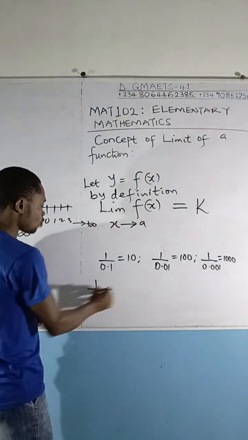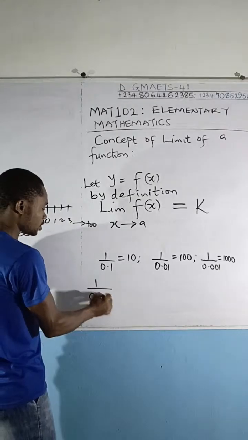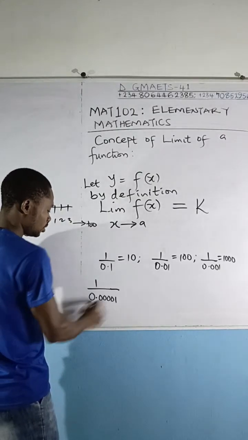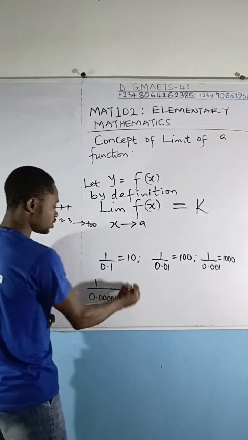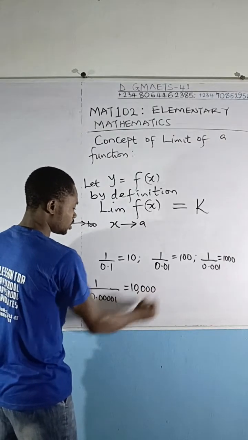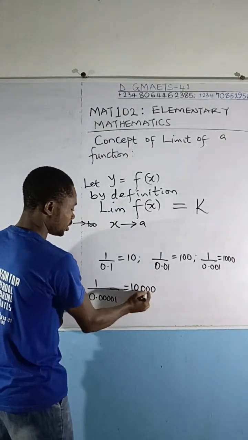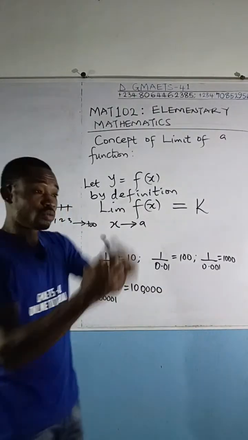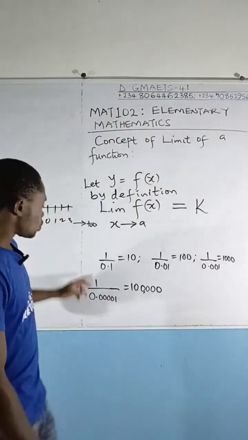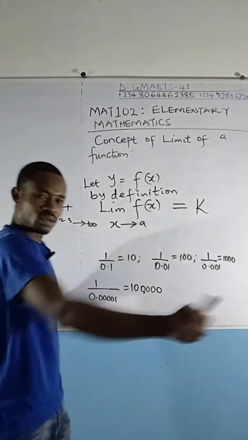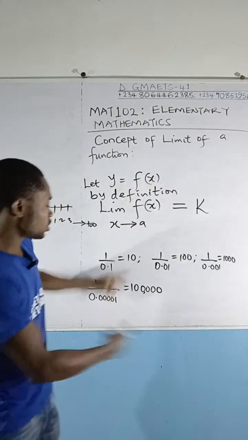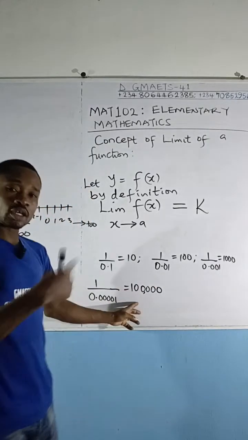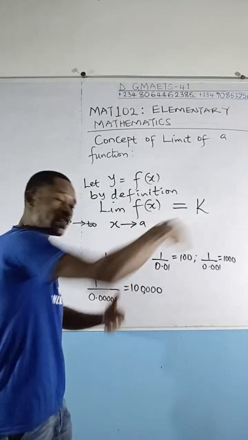So what about I have 1 over 0.000001? 1, 2, 3, 4, 5 zeros. So this is going to give us 10,000. Am I correct? Or 100,000 rather. It's going to give us 100,000. Yeah. Reverse the process now. This is 1 over 0.000 something. So if you want to get the answer, 1 will now come before you now have the zeros to follow up.